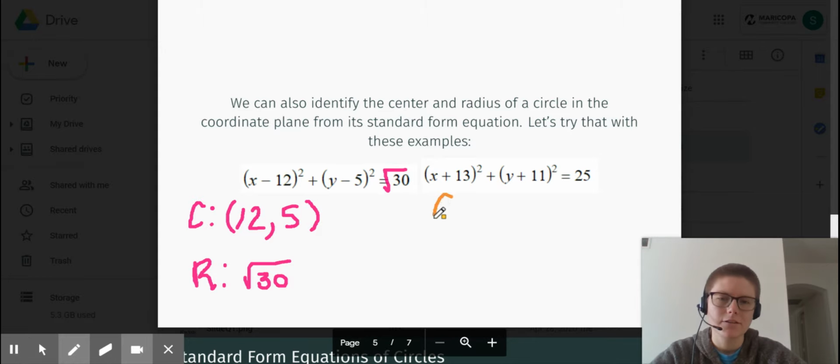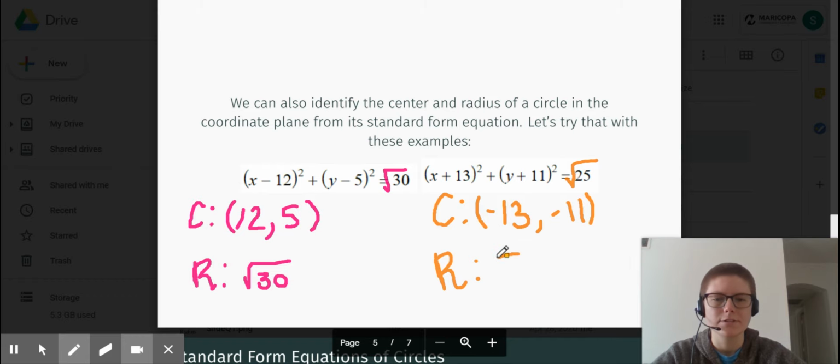Right, and then for the other one, center, this time we've got x plus 13. So since in order to get a plus, we have to minus a negative, that means our h is negative 13. Same thing here. This is a plus, so we need a negative 11 for our y. And our radius, let's see, the square root of 25 is a perfect square, so we can change that just to 5. And that's it.